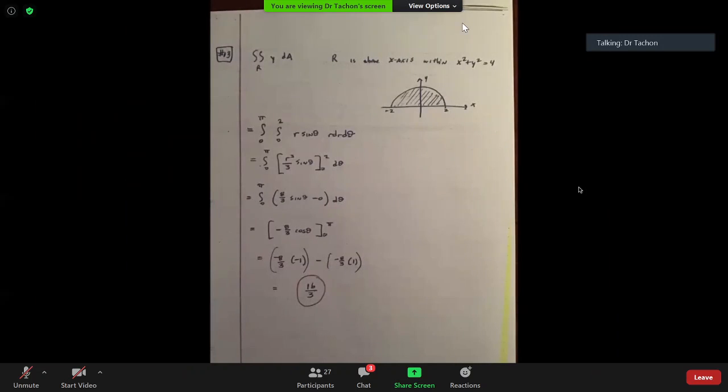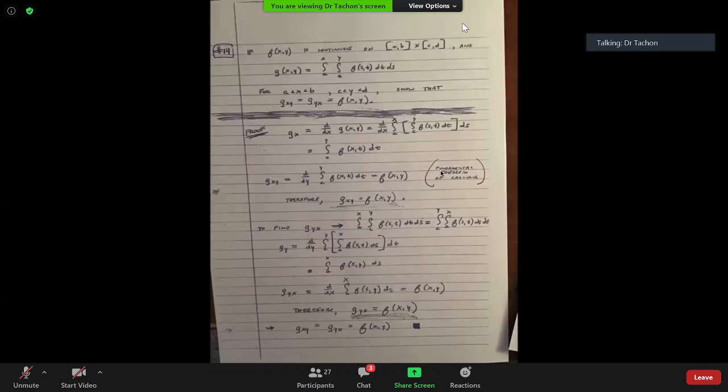And then number 13, change the y to r sine theta, change the dA to r dr d theta, and then they're giving you a semicircle here, right? Above the x-axis. So the region is above the x-axis, so it's 0 to 2 for the radius, and then 0 to pi. All right, so 16 thirds there.